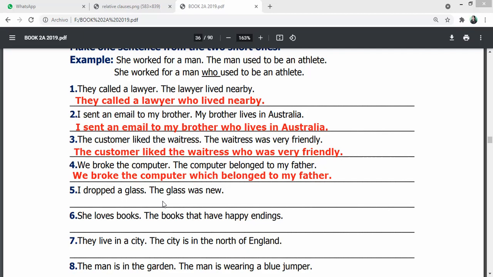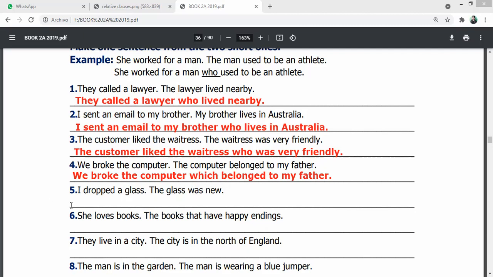Okay. Next one, I dropped a glass and the glass was new. What is the meaning of glass? Vaso. No, no son lentes. It is vaso. Vaso de vidrio. Glass. Okay. I dropped a glass. What is the meaning of drop? Se cayó. Caer. Thank you so much. I dropped a glass. The glass was new.